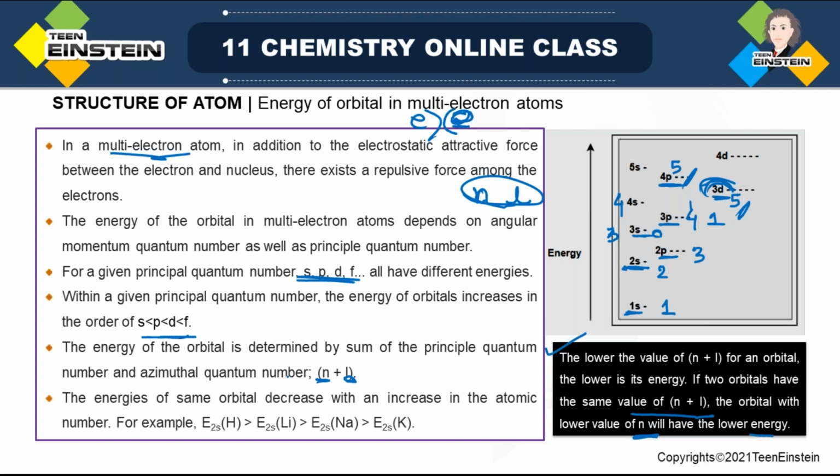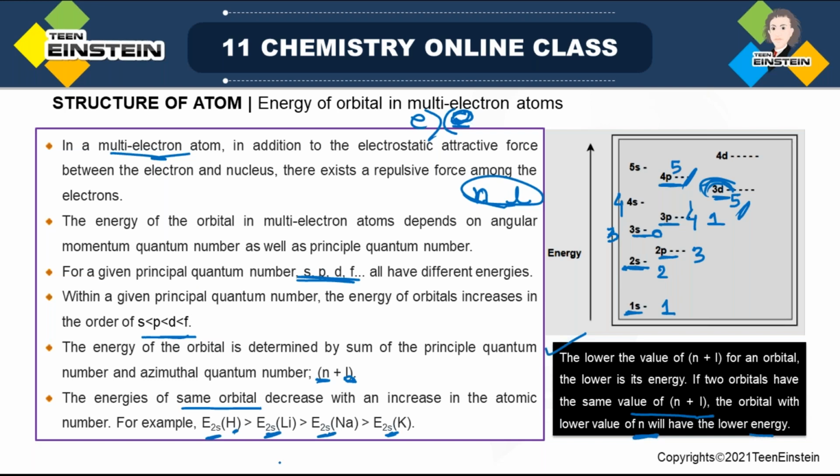And another piece of information: the energies of the same orbital decrease with an increase in atomic number. So the orbital is the same. Suppose you have taken only 2s. You are changing what? You are changing the element. So you are moving from low atomic number to high atomic number. Here atomic number 1, then you have taken lithium. Hydrogen, helium, lithium, sorry, hydrogen, helium is not present here. After hydrogen, we have taken lithium. Then we have taken sodium and potassium.